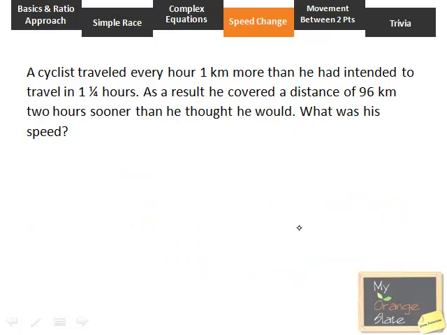A cyclist traveled every hour 1 km more than he had intended to travel in 1 1/4 hours. The first thing that we should do is convert these into improper fraction as 5/4 hours. As a result, he covered a distance of 96 kilometers 2 hours sooner than he thought he would. Can you try solving this question, friends? You can once again pause the video and take 2 minutes to solve the question.